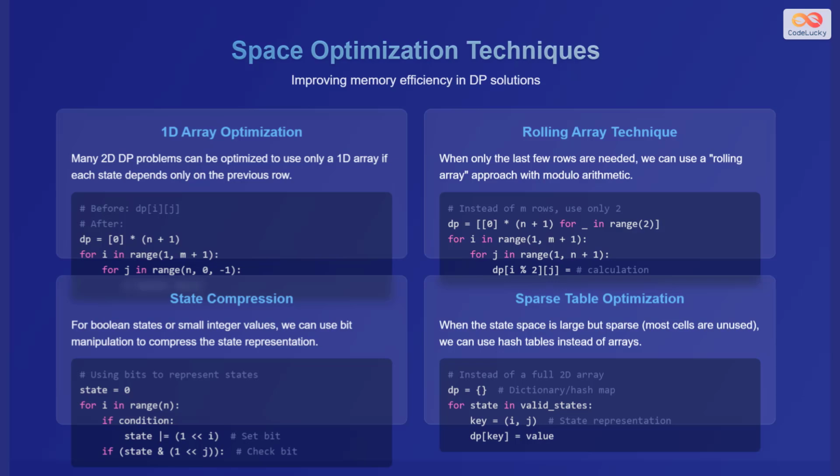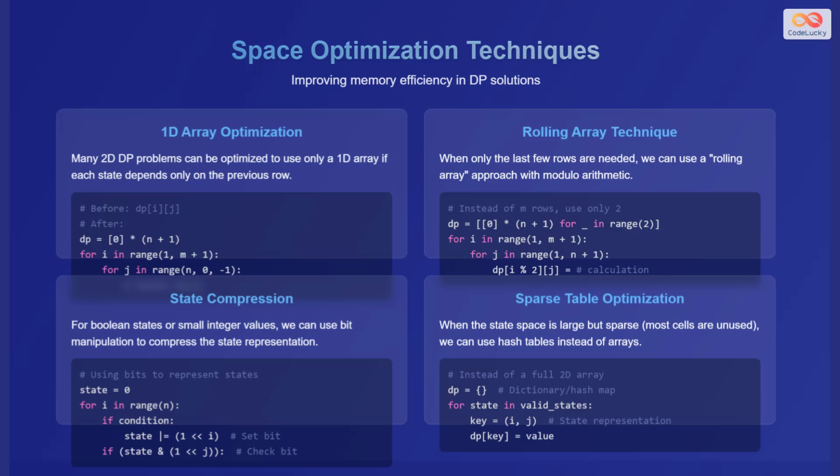Another technique is state compression. For Boolean states or small integer values, we can use bit manipulation to compress the state representation. We can use bits to represent states. For i in the range of n, if some condition, then state or equals 1 left shifted by i bits. We can also check a bit by using if state and 1 left shifted by j bits.